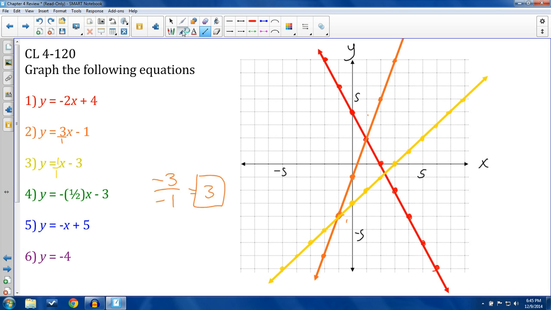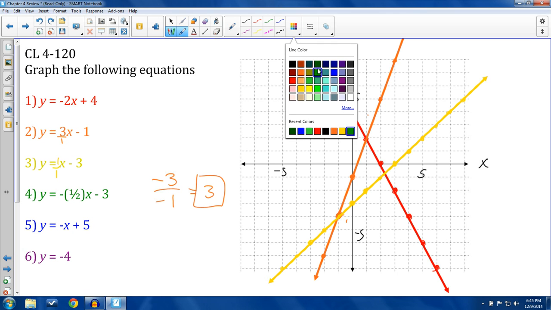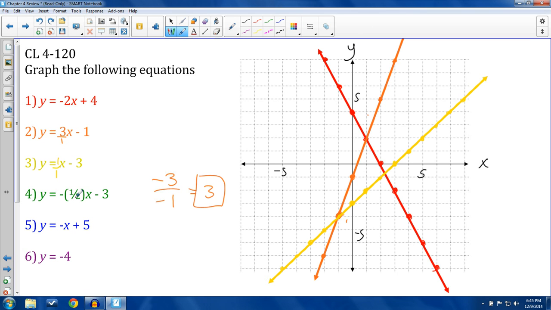Green. y equals negative 1/2 x minus 3. You're like, uh-oh, fraction. But you know what? All of these really are fractions, aren't they? This was negative 2 over 1. This was 3 over 1. This is 1 over 1. This is just negative 1 over 2. It's not going to bite. Negative 1 over 2x. Let me go to the starting point, and then I'll show you what to do here. Okay, it's also at negative 3.